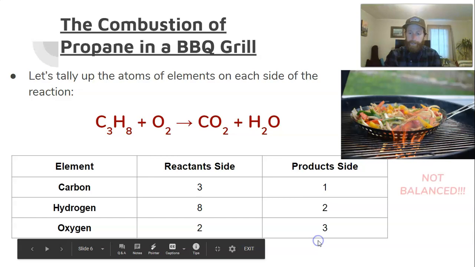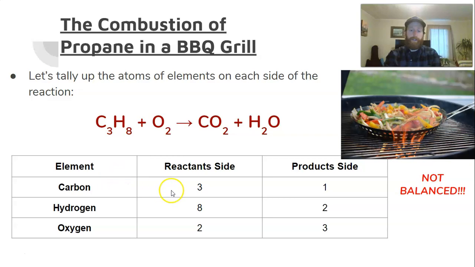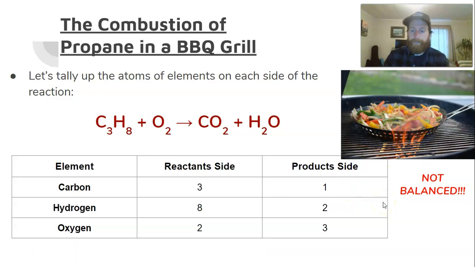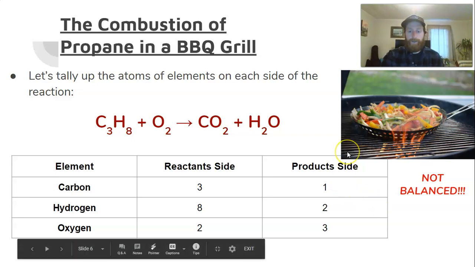So when I add them up, I've got 3 oxygens. And now I've got to ask myself, is it balanced? And it's not. I know that because as this reaction proceeds, 2 carbon atoms are seemingly destroyed. 3 went in, but only 1 comes out. 6 hydrogen atoms are destroyed. 8 go in, but 2 come out. And then somehow 1 oxygen atom is created. 2 go in, but 3 come out. So this does not jive with the law of conservation of matter as we have it written. And so we need to develop this skill called balancing chemical equations to figure out how to make this jive.